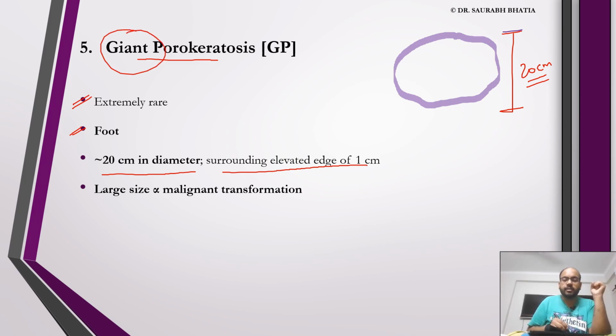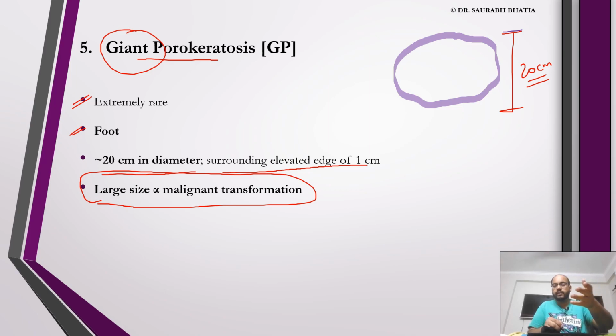Clear? Larger the size, greater the chances of malignant transformation. That means that giant porokeratosis is the first porokeratosis that we are hearing about, which has a good association with carcinomas. So larger the size of porokeratosis, the larger the probability of developing malignancies.